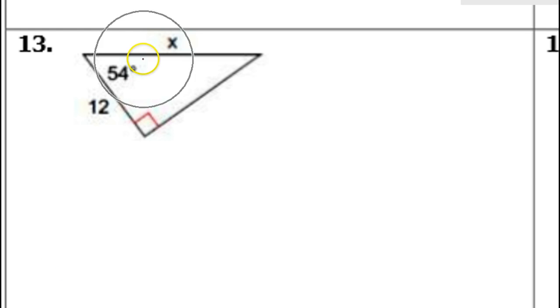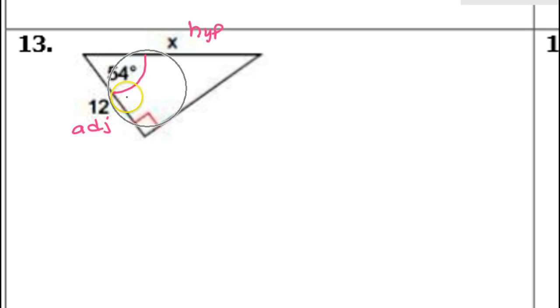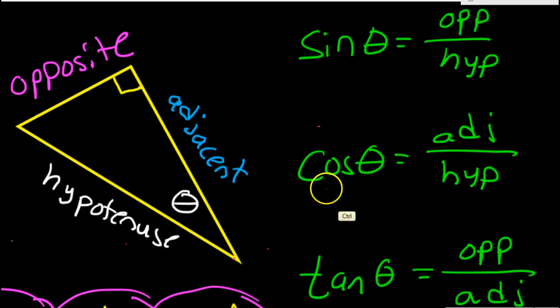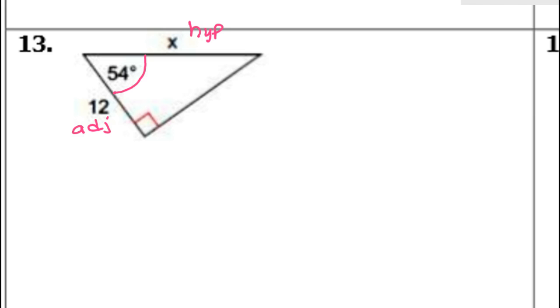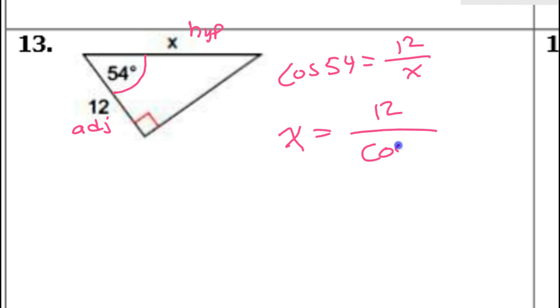Number 13. All right, we've got this angle and we've got these two sides. This one is the hypotenuse. This one is the adjacent leg because it's right next to the angle. Adjacent and hypotenuse, that's the cosine function, adjacent over hypotenuse. So we will write cosine 54 is equal to adjacent over hypotenuse. Uh-oh, variable's in the denominator, we swap these. This will give us x is equal to 12 over cosine 54.